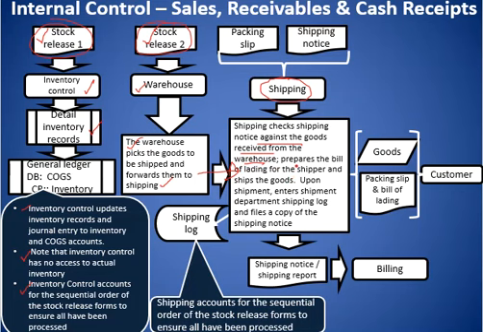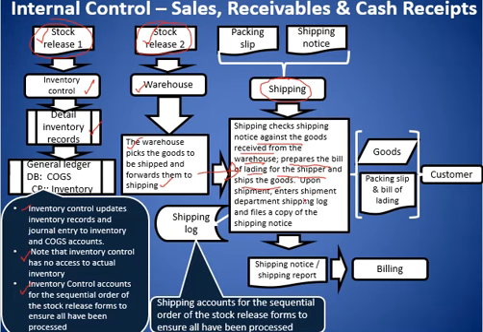The shipping department also will prepare at the shipping department level a bill of lading for the shipper, and then will ship the goods. Now, a bill of lading is a legal document that gives a common carrier the right to ship goods. So that's all you need to know about that at this point in time. So that's what the bill of lading is.